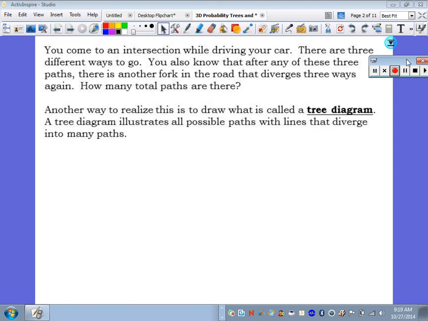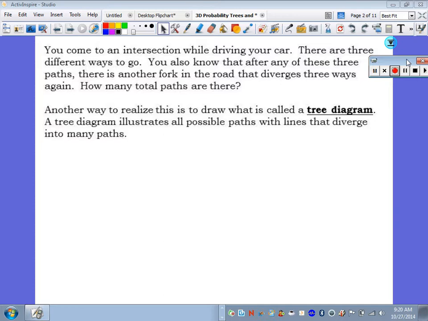And so here's our first scenario. I know that a lot of these you could probably figure out on your own, but we're going to do it this way anyway. So you come to an intersection while driving your car. There are three different ways to go. You also know that after any of these three paths, there's another fork in the road that diverges three ways again. Okay, so how many total paths are there?